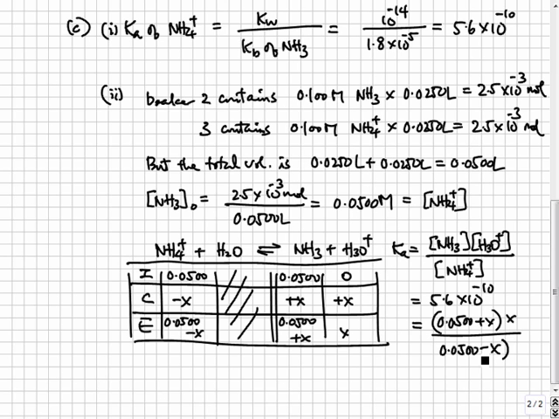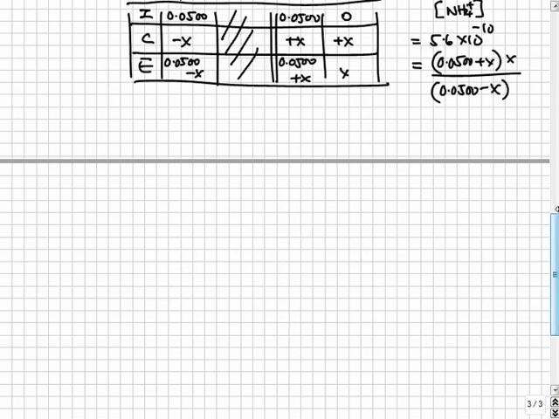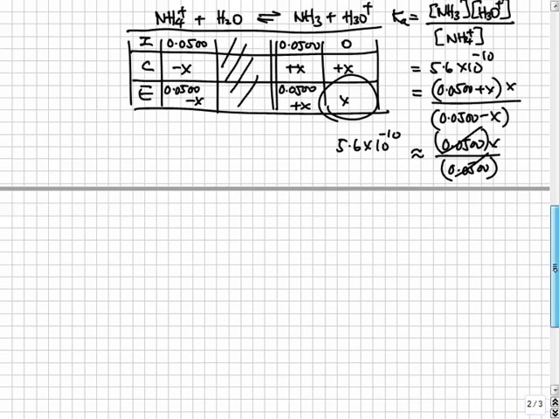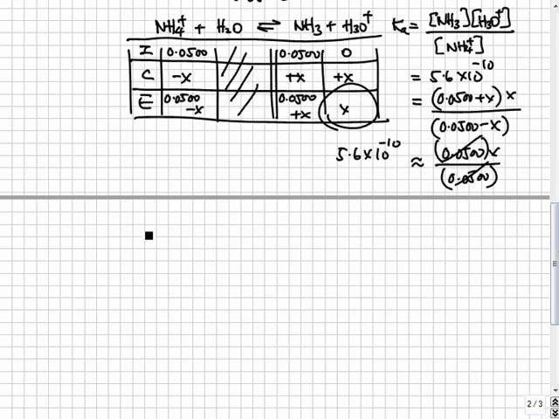Again, we use the approximation that x is much smaller than 0.0500, so in the numerator we end up with 0.0500 multiplied by x, and in the denominator we have 0.0500. Now they cancel out from both top and bottom and leave x. So x is just equal to the value of Ka, which is 5.6 times 10 to the minus 10. And we see that the H3O+ concentration is really just equal to x. So the pH is the negative log of the H3O+ concentration, which comes out to be 9.25.